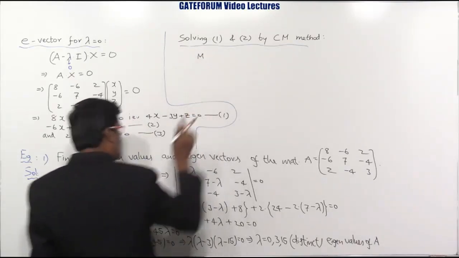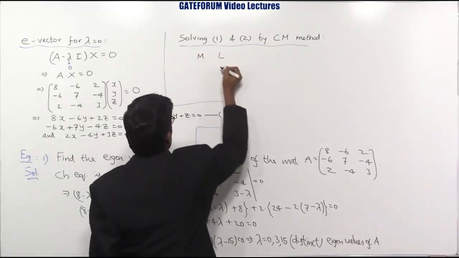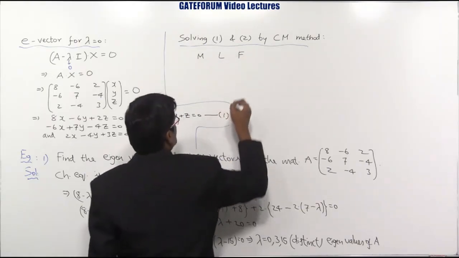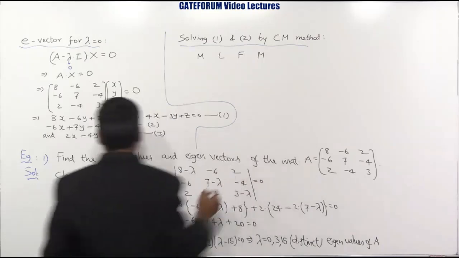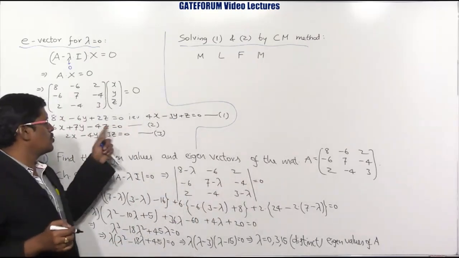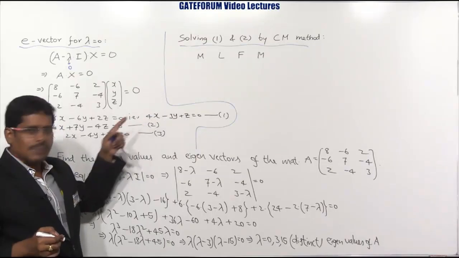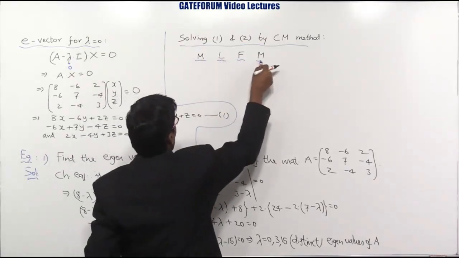So, the method is explained below. Write the coefficients in this order: first the middle term coefficient, then the last term coefficient, then the first term coefficient, again the middle term coefficient. In equations 1 and 2, you consider that order. Middle term means y, last term means z, first term means x. That is highlighted in blue.